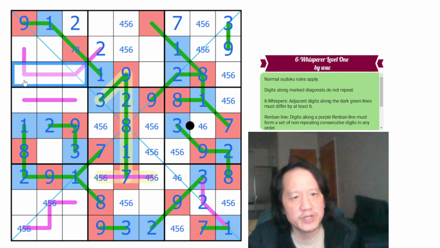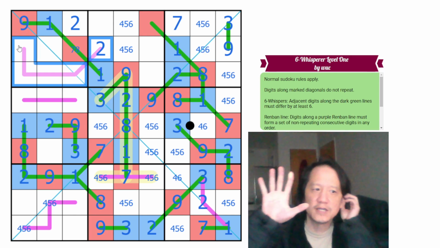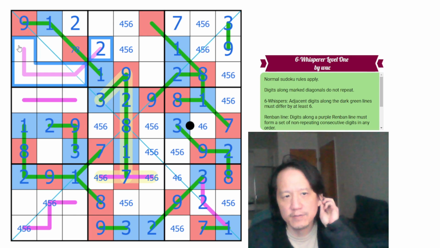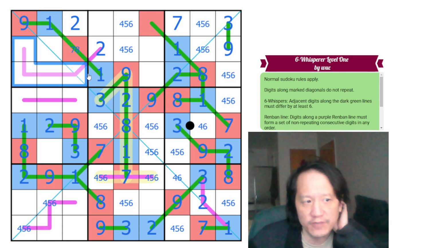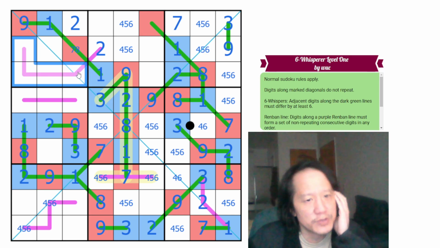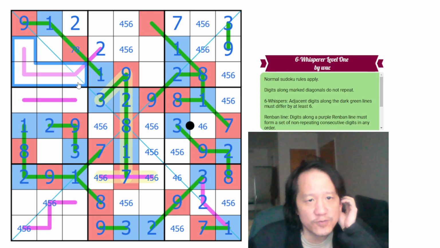It needs to be next to 3, 4, 5, and 6, right? It could have had 1, 2, 3, 4, 5 as a renban, because those have to be consecutive with 2, but we cannot have a 1 because we already have a 1 in the rest of box 1. So therefore, we know it has to be 2, 3, 4, 5, and 6.